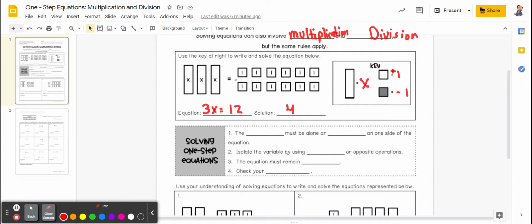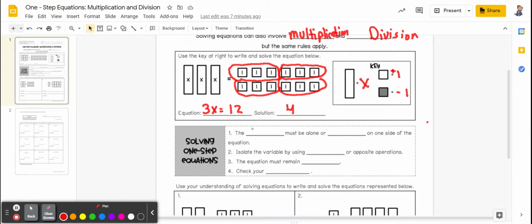4 times 3. Because we have, look, one group of 3, two groups of 3, 3, and then finally 4 groups of 3. So 4 times 3 equals 12.